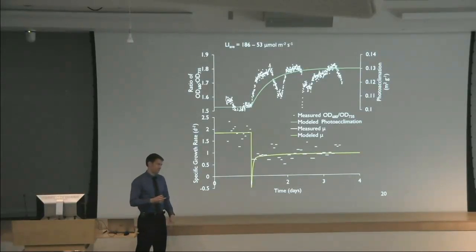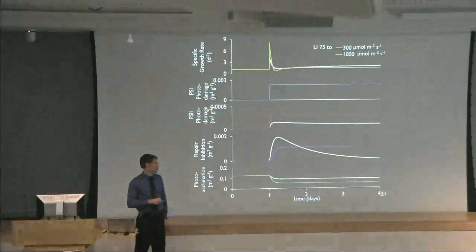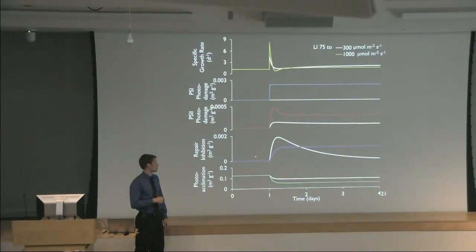So now I'll show you what happens during an intense step in light. The white curve is the previous light step experiment that I showed you, and then the colored curves are this new step in light, which is to a more intense light intensity. The first step was 75 to 300, and now this is 75 to 1,000.